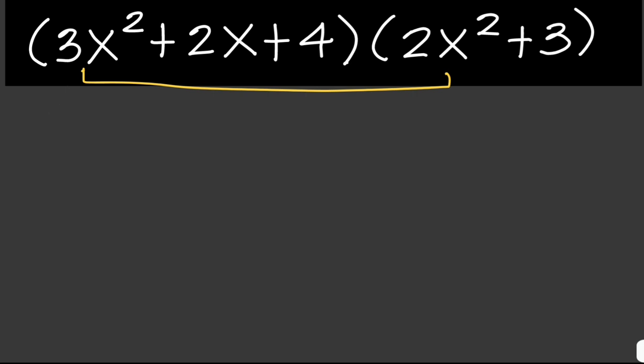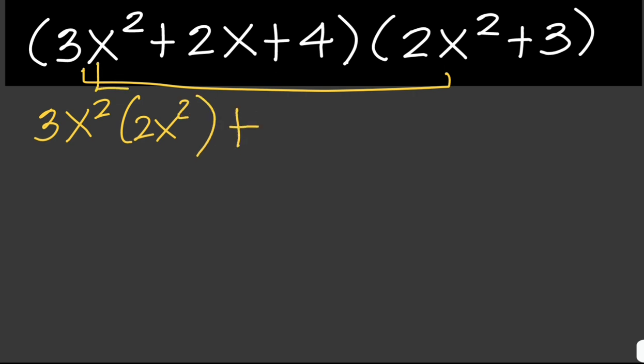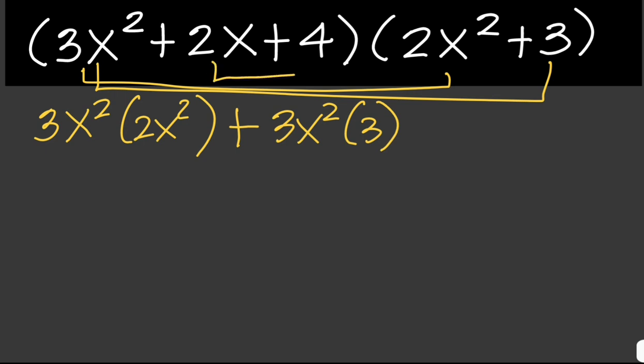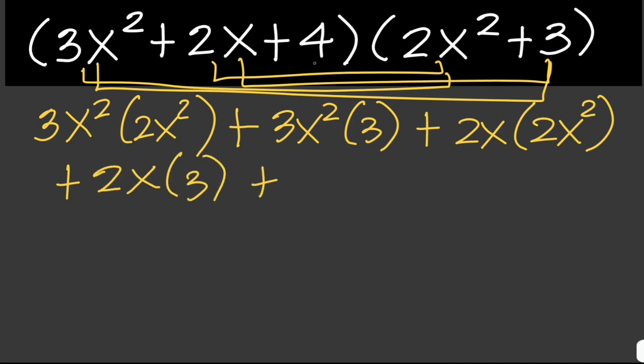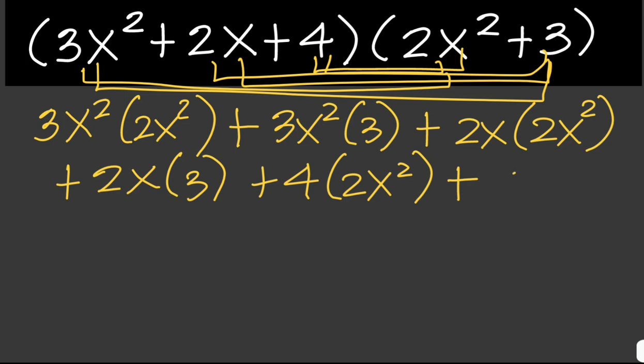So that would be 3x squared times 2x squared. Then we copy the operator sign, plus. Then 3x squared and 3, so 3x squared times 3. And then we multiply 2x and 2x squared. So this would be 2x times 2x squared, plus 2x times 3, plus 4 times 2x squared, plus 4 times 3.